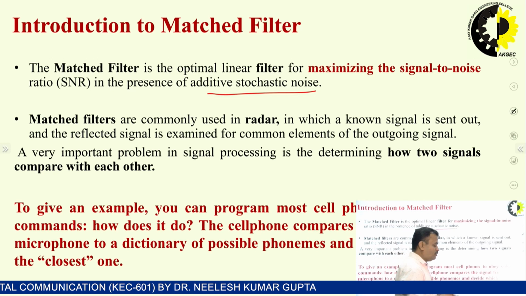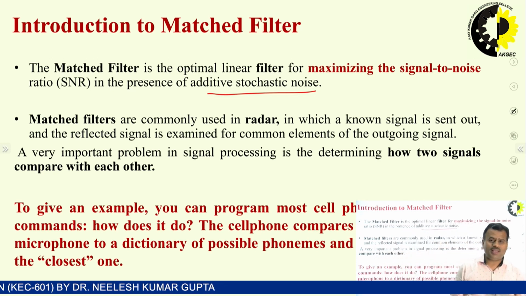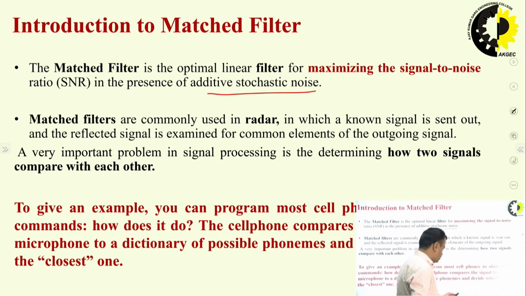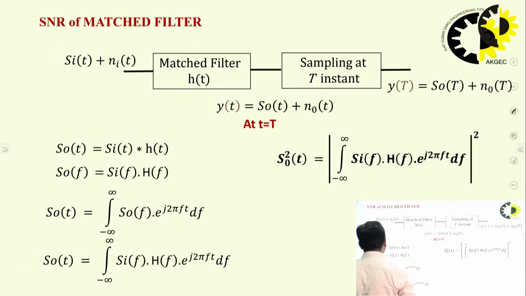So it compares your signal to a standard or reference data signal, then decides. This is the example by which we can understand the matched filter. Matching means you have to synchronize, you have to compare the two signals, then you can decide.